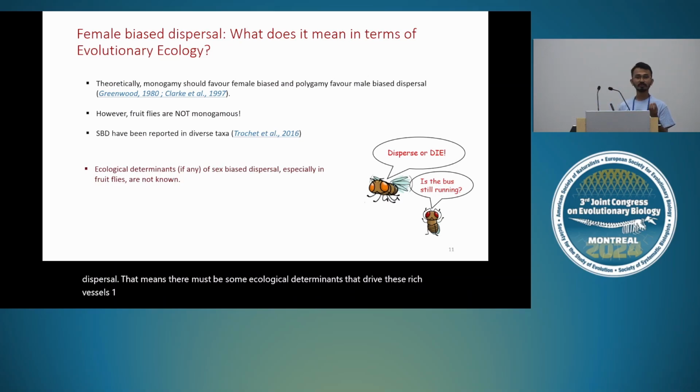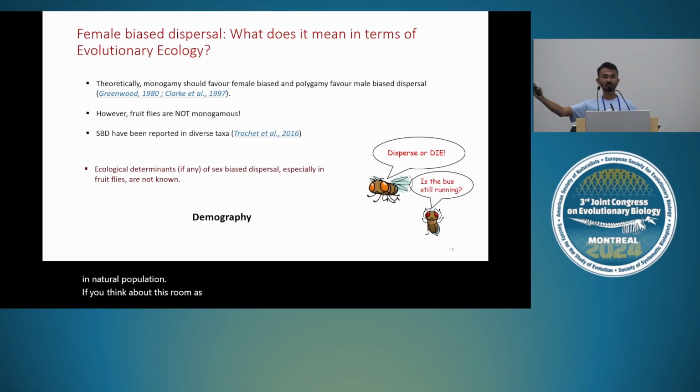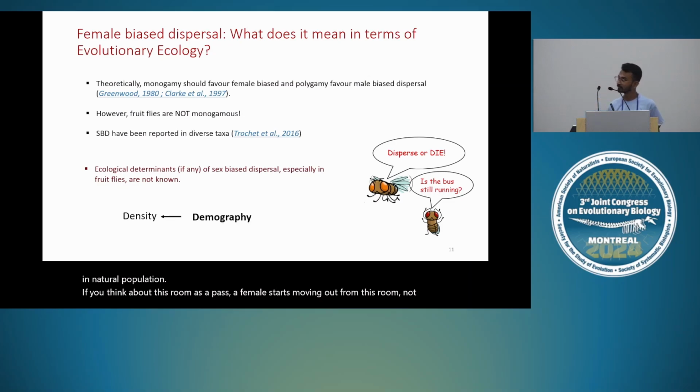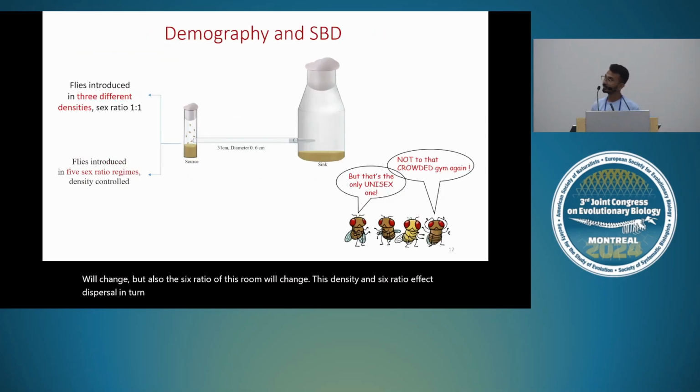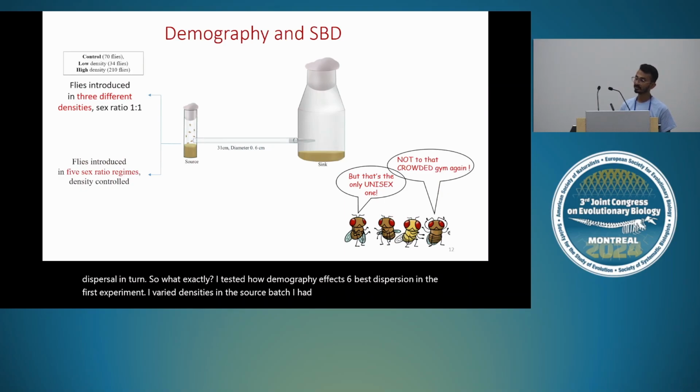One of the common ecological factors, which is demography, is often faced by organisms in natural populations. If you think about this room as a patch, if females start moving out from this room, not only the density will change, but also the sex ratio of this room will change. This density and sex ratio can affect dispersal in turn. This is exactly what I tested, how demography affects sex-biased dispersal. In the first experiment, I varied densities in the source patch. I had 3 levels of density, that means the control population regime, and then lower density and high density.